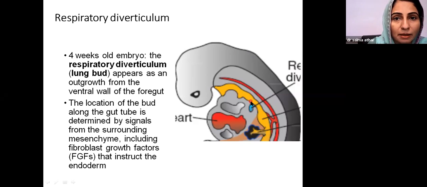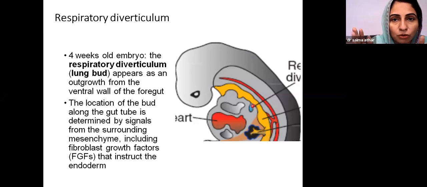अच्छा, now what is happening during 4th week? देखें, every system will start developing from 4th week onwards except nervous system and the CVS, which started developing during third week. Okay? So rest of the system they mostly start developing during fourth week.